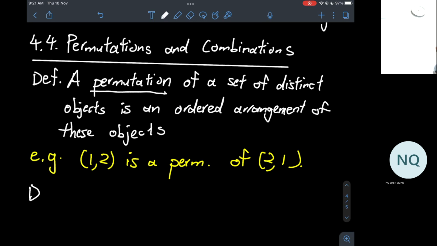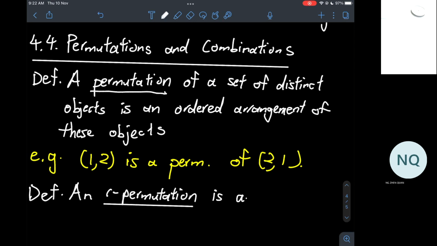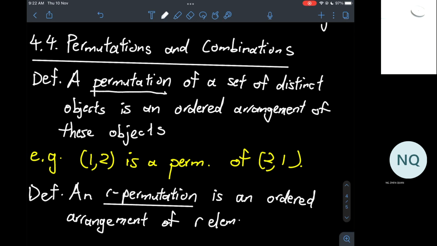Next definition. I want to define an R-permutation. What's an R-permutation? R is a number. So what's this number representing? An R-permutation is an ordered arrangement, again, order is very important, of R elements of a set.